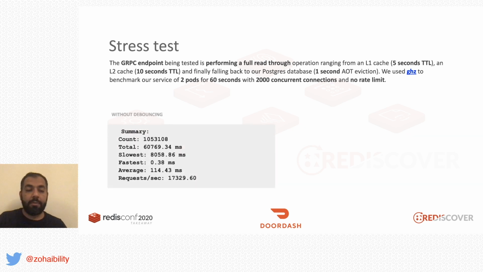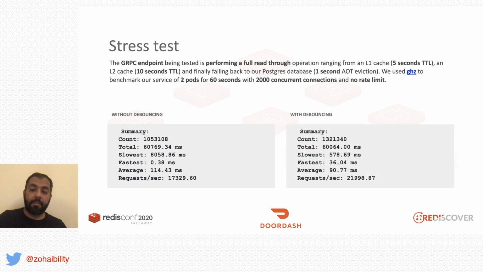So before the whole debouncing, we were doing around 17,000 requests a second. And just to call it out, this is doing a whole read-through from your cache to Redis to database. So just remember, without debouncing, just with AOT eviction, this is the number that we were getting because it's already so efficient. And with debouncing, you can see there was a significant jump, from 17 to almost 21.